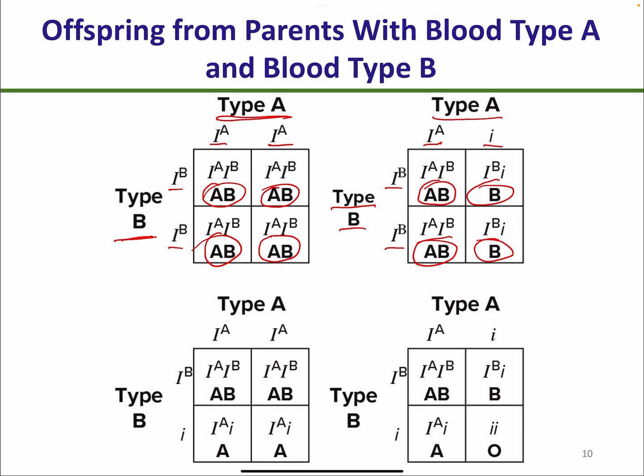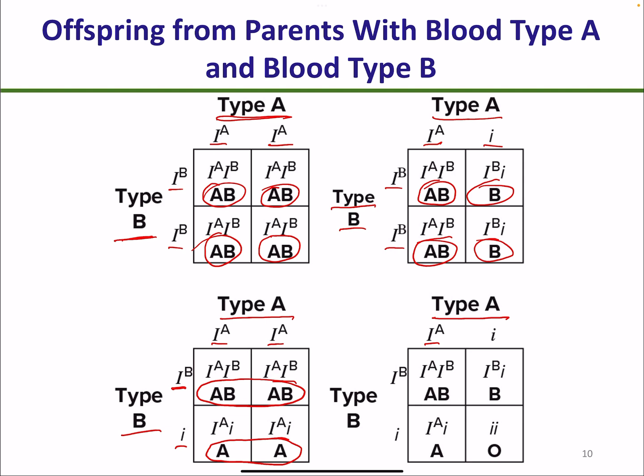Now, another possibility of cross here: type A with capital IA and capital IA, and type B with capital IB and lowercase b. Here we have 50% chance of having children AB and 50% chance of having children who are A.